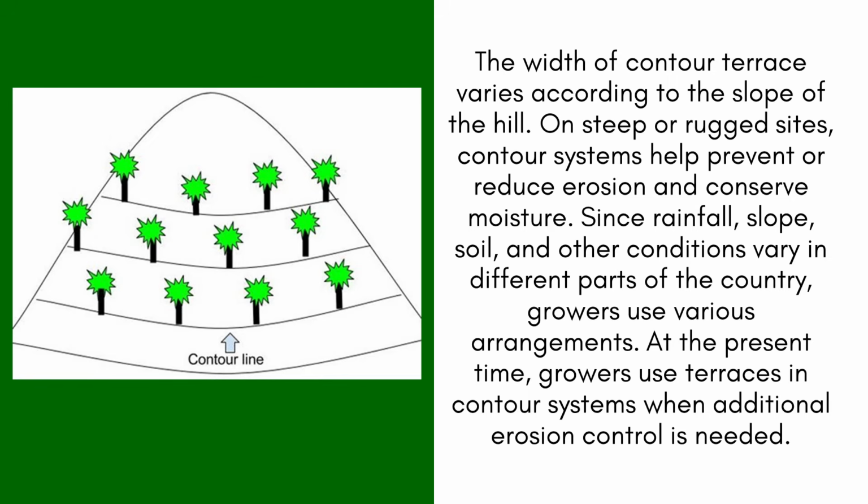The width of contour terrace varies according to the slope of the hill. On a steep or rugged site, contour systems help prevent or reduce erosion and conserve moisture. Since rainfall, slope, soil, and other conditions vary in different parts of the country, growers use various arrangements. At the present time, growers use terraces in contour system when additional erosion control is needed.